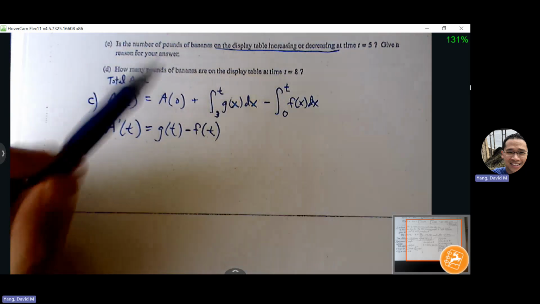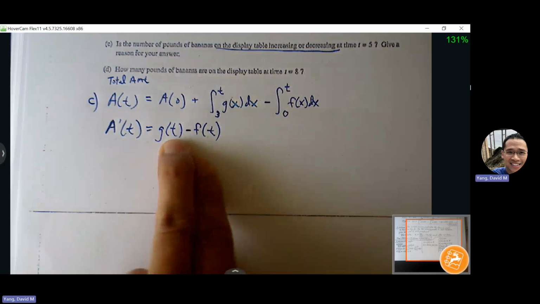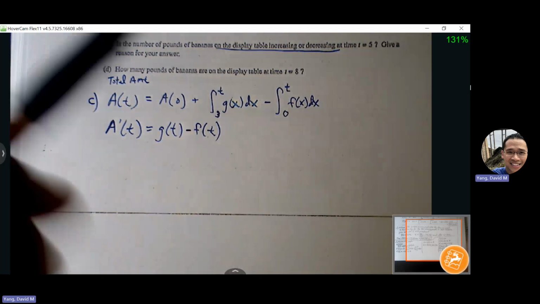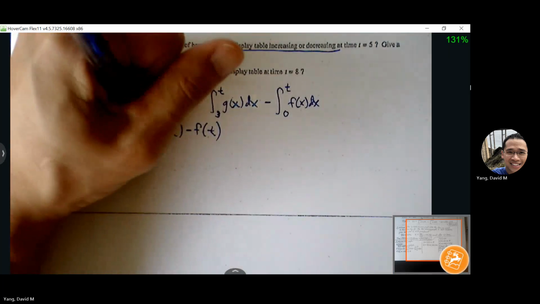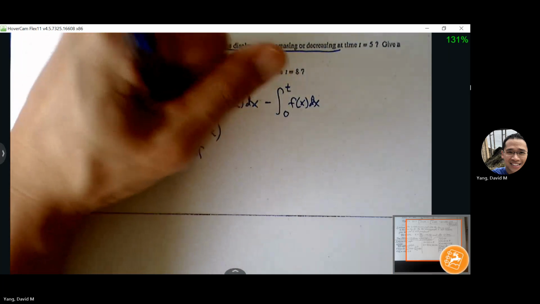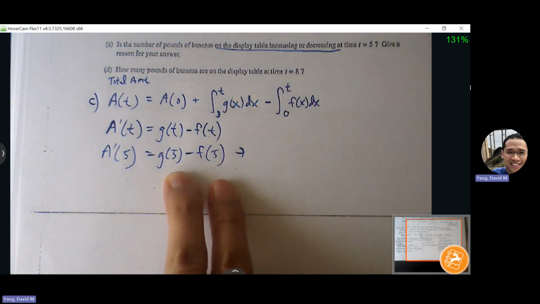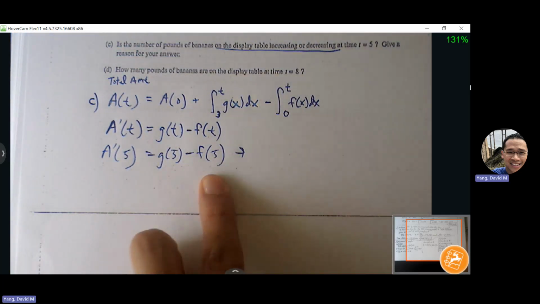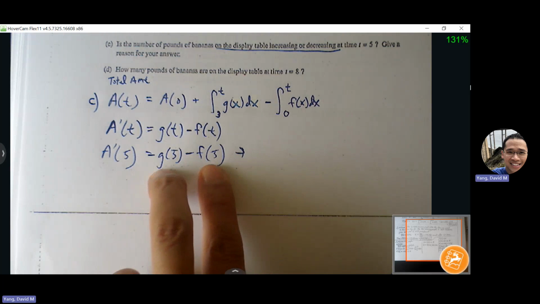We want to know, is the number of bananas increasing or decreasing? So I can find A prime of 5, which is simply G of 5 minus F of 5. And this is simply plugging into our calculator, G of 5, F of 5. These are already in the units that we need them to be, bananas per hour. So we just have to plug this in our calculator.